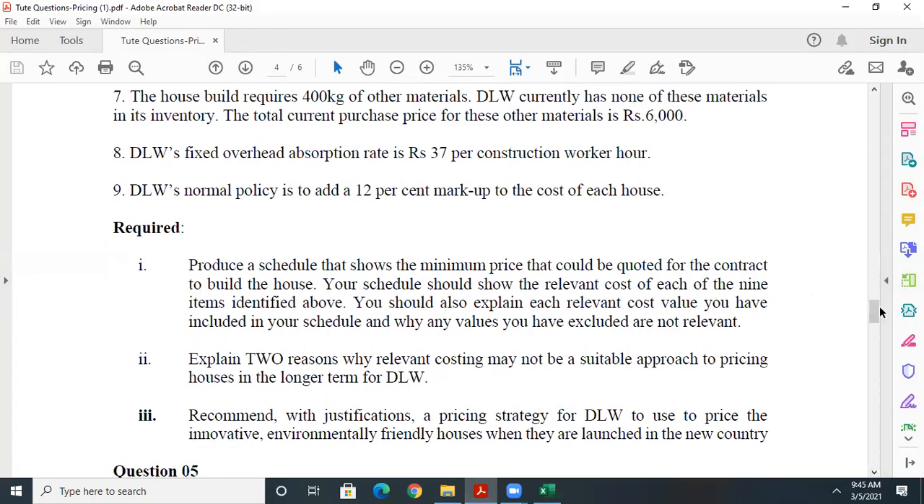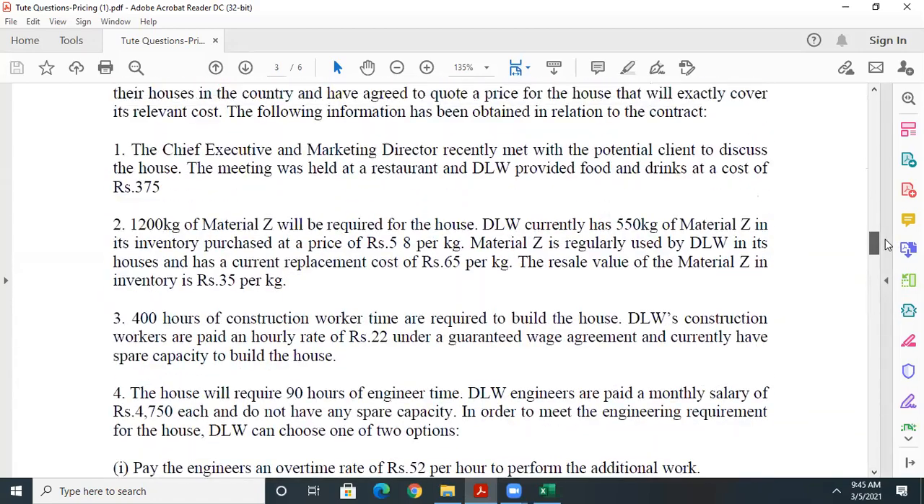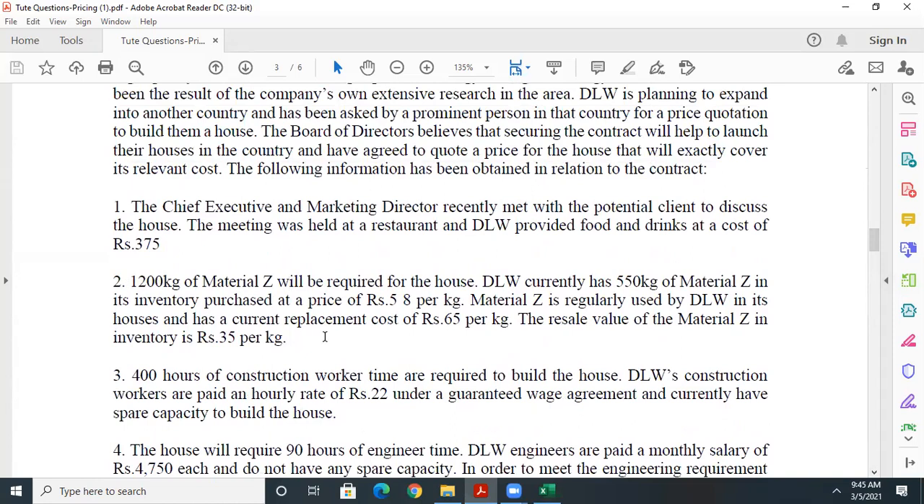Then if you look at the second one, let's look at the second item. What is that? The second one, it says that 1,200 kilograms of material Z will be required for the house. මේ house එක develop කරනවා නම් material Z එකෙන් කිලෝ 1200ක් ඕනේ. DLW currently has 550 kilograms of material Z in their inventory, purchased at a price of rupees 58 per kilogram. So මේක හදනවා නම් Z material 1200ක් ඕනේ. දැන්ටමත් 550ක් තියෙනවලු stocks වල. The material is regularly used by DLW in its houses, and has a current replacement cost of 65.